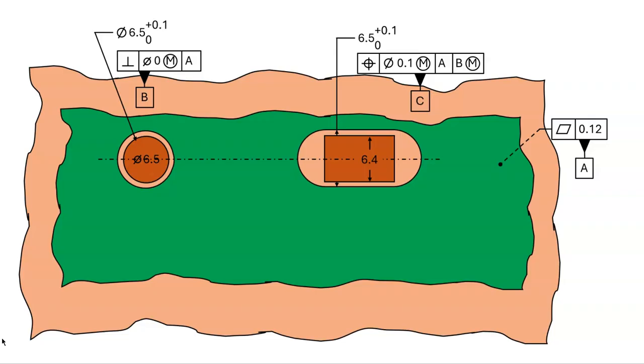This is the part sitting on the gauge for the position feature control frame. The gauge has a surface that contacts datum feature A. Perpendicular to that surface is a fixed size pin to go through datum feature B. It's a fixed size pin because the position tolerance references datum feature B at MMB. The size of the pin is the MMB size of 6.5. The slot has a fixed size block at the virtual condition size of 6.4.